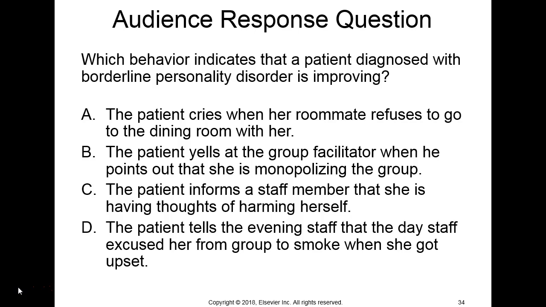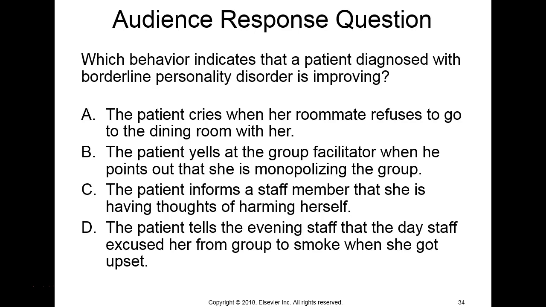Last audience response question: which behavior indicates that a patient diagnosed with borderline personality disorder is improving? A, the patient cries when her roommate refuses to go to the dining room with her. B, the patient yells at the group facilitator when he points out that she is monopolizing the group. C, the patient informs a staff member that she is having thoughts of harming herself. And D, the patient tells the evening staff that the day staff excused her from group to smoke when she got upset.